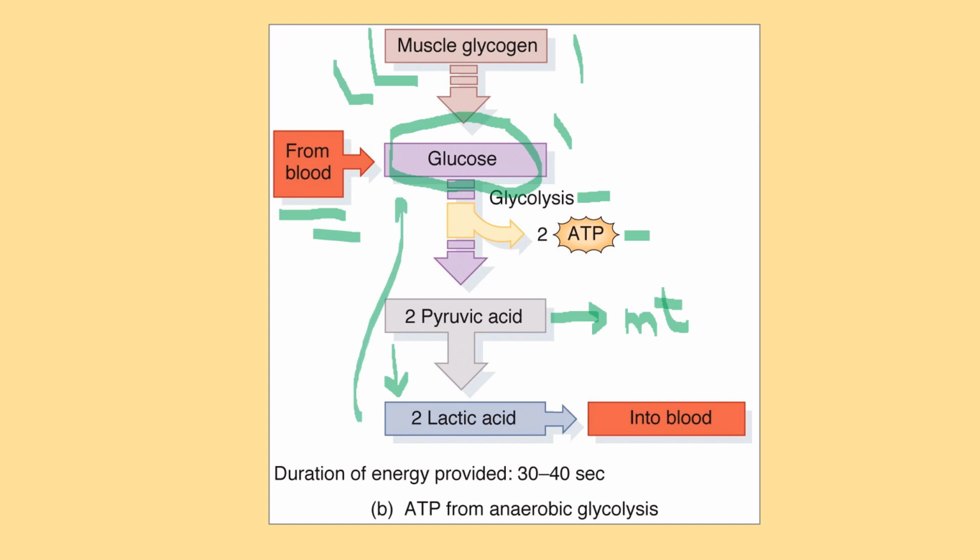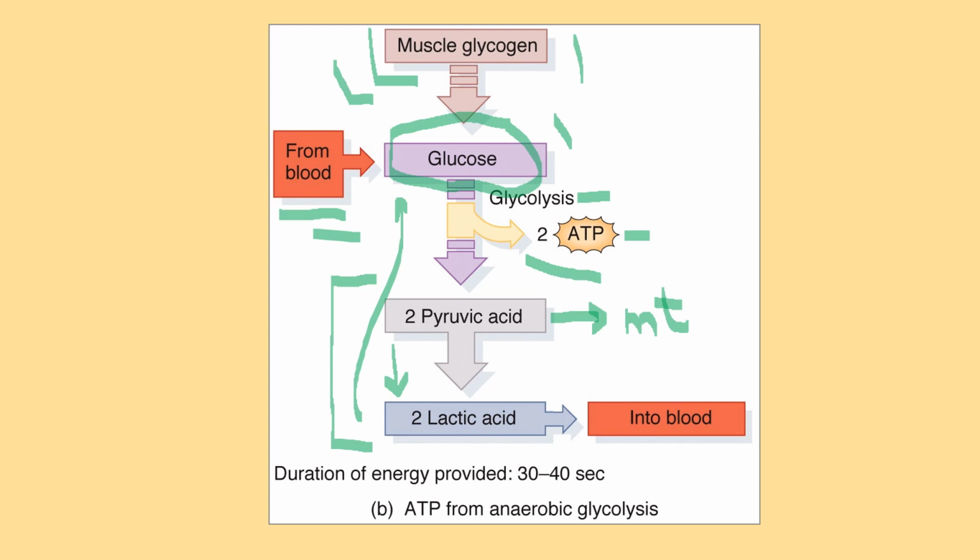We got a little bit of that energy out when we have a net gain of 2 ATP, but most of the energy in that original molecule of glucose is present in these 2 molecules of pyruvic acid. If that pyruvic acid does not undergo oxidative phosphorylation in the mitochondria, because there's not enough oxygen being supplied to the cells, then those 2 molecules of pyruvic acid are converted into 2 molecules of lactate, or lactic acid, and that is not used in the muscle cells immediately.